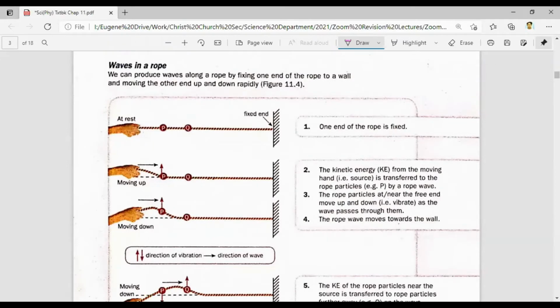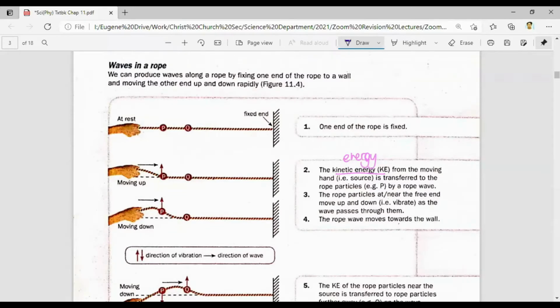Initially, when you pull a rope straight, this is the fixed end, and this is the hand holding the rope. In order to produce a wave, your hand will move up and down, up and down. As it's moving up and down, the KE, this is the energy, is being transferred. This is the concept of energy being transferred from one place to another.